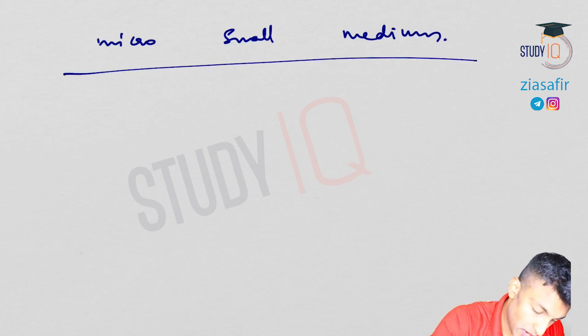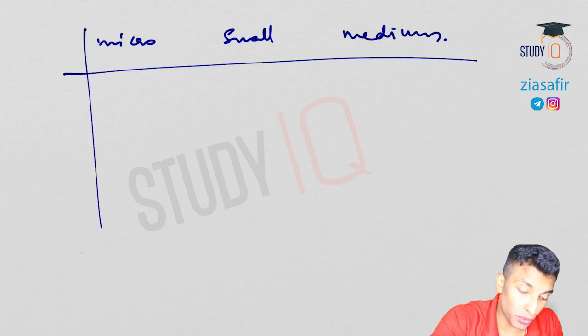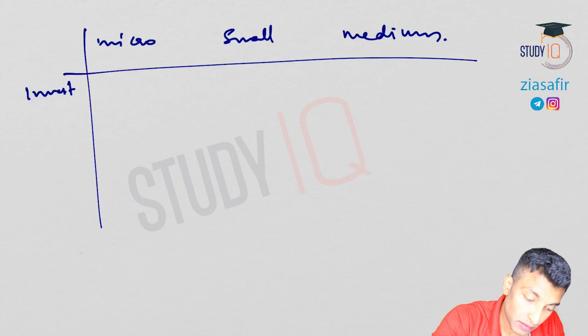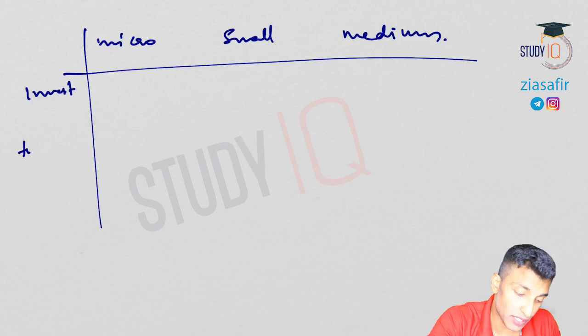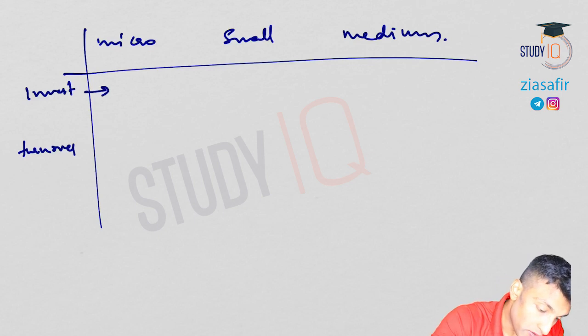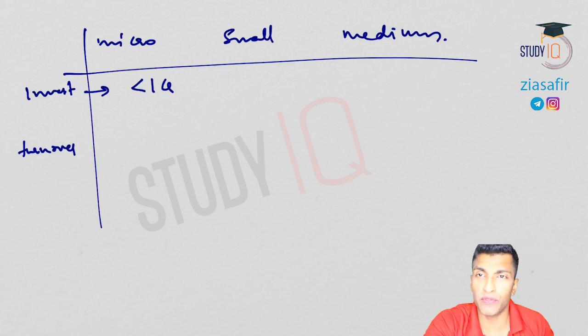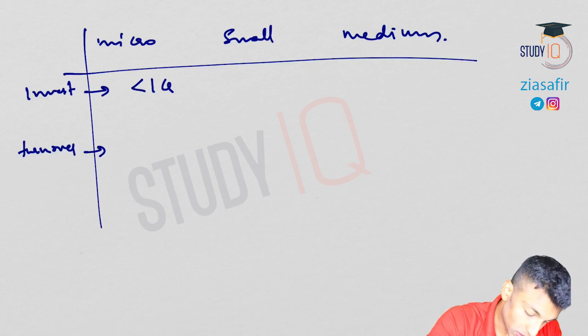Okay, so here, in case of micro, we need two things, right? Investment we need, because both are taken into consideration. We also need turnover. So here the investment should be less than 1 crore and the turnover should be less than 5 crore.